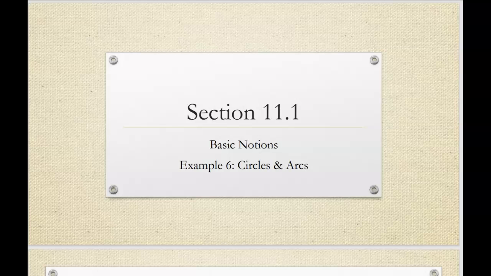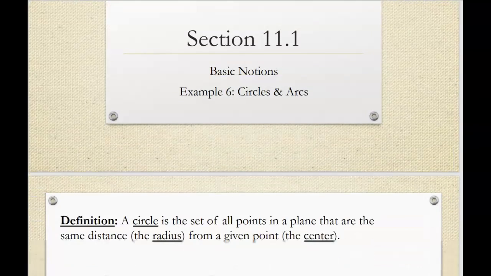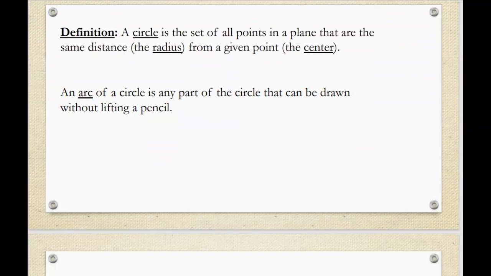Let's look at some circles and arcs. One of the things that we need to look at is a circle, which is a set of all points in a plane that are the same distance from a given point. So the center of our circle is the center, and the distance is considered our radius.